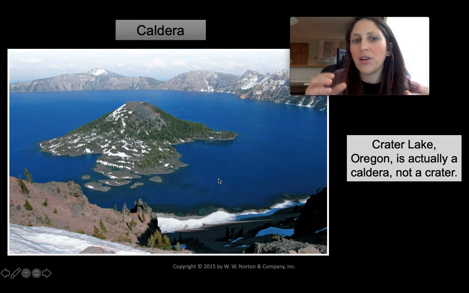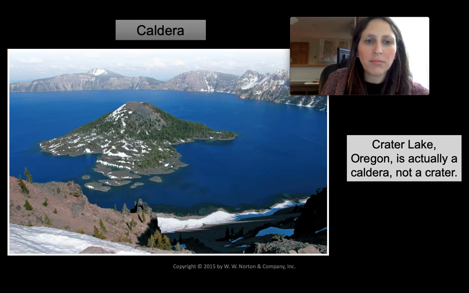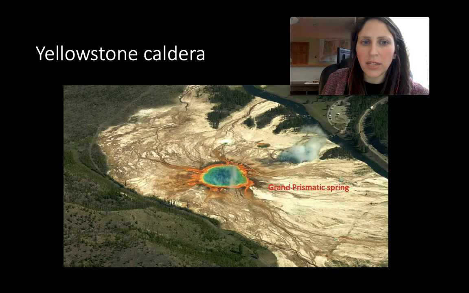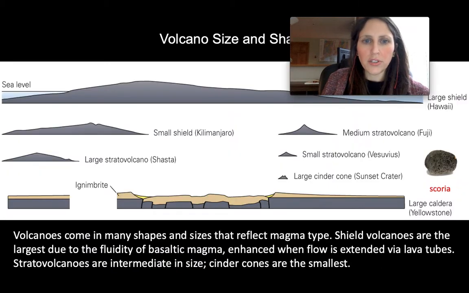So it's kind of a volcano within a volcano, which is pretty unique. But this is Crater Lake. It's pretty incredible. And here's another example of a caldera in Yellowstone. And you can see some geothermal colors mixing with the bacteria in the hot springs, producing all these pretty colors.